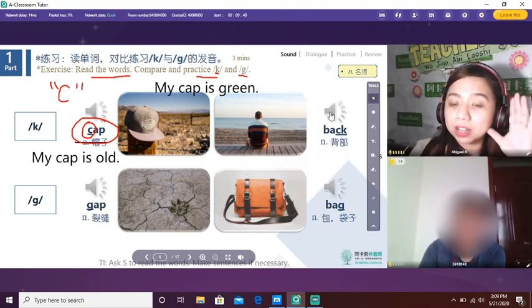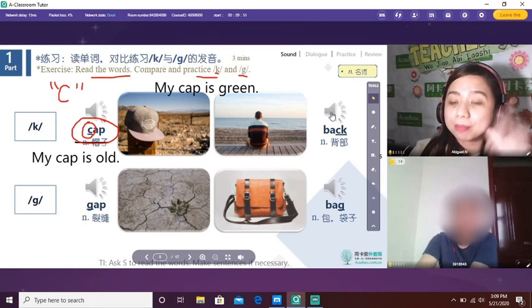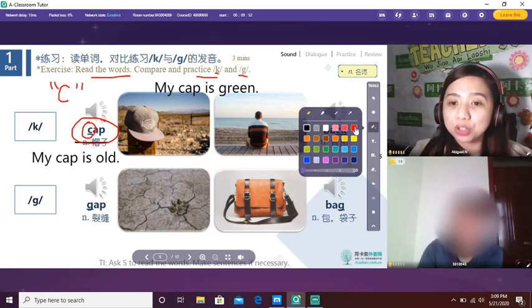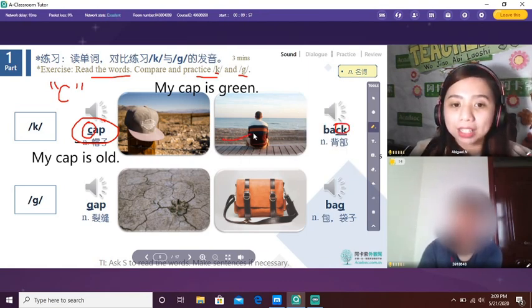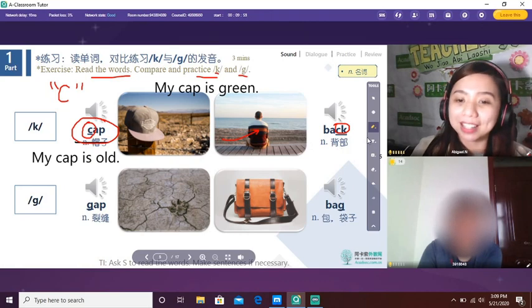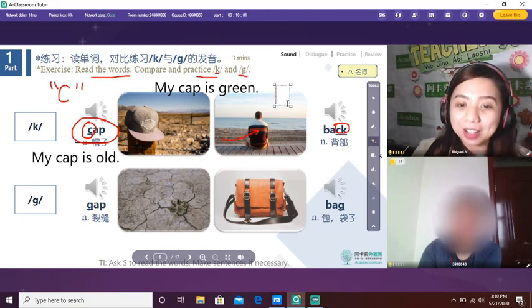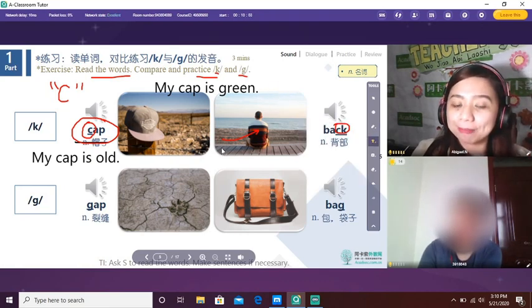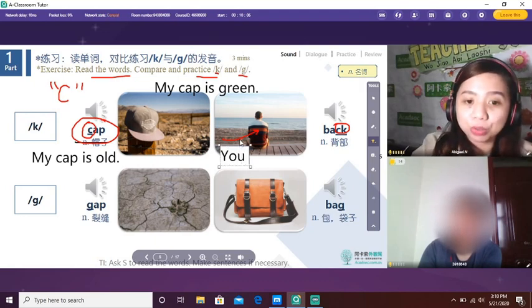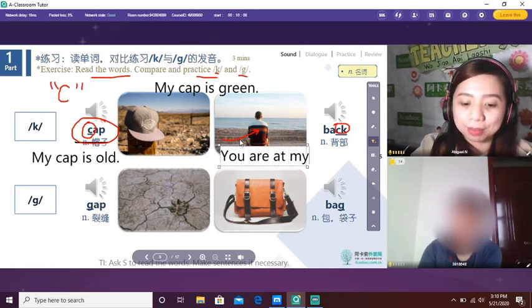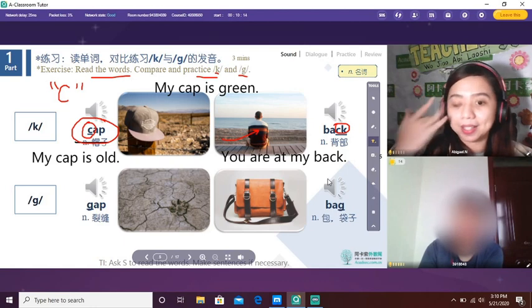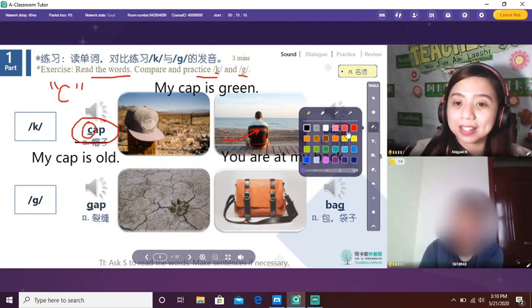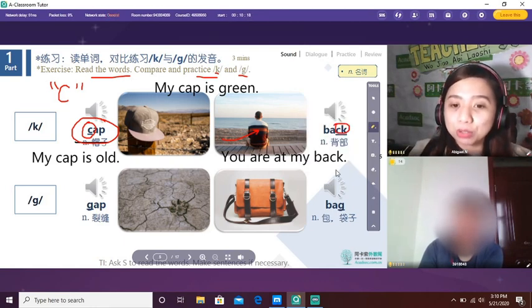Okay, so as we hear it, back. Back. Okay, so you get the sound of k. Back. Look at him. This is his back. Okay, this is my sentence. You are at my back. Yes. Okay. How about you, Jin?